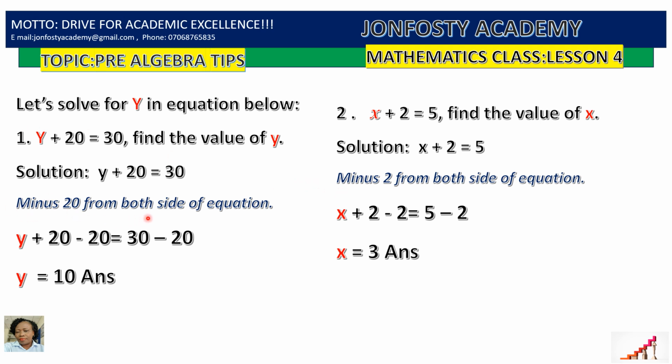We minus 20 from both sides to enable us to make y stand alone. Y plus 20 minus 20 equals 30 minus 20. When we solve this side of the equation, plus 20 minus 20 will give you 0. You bring down y and you bring down your equal sign. Then you solve 30 minus 20 on the right-hand side, you get 10. Therefore, the value of y in this equation is equal to 10. And 10 remains our final answer.